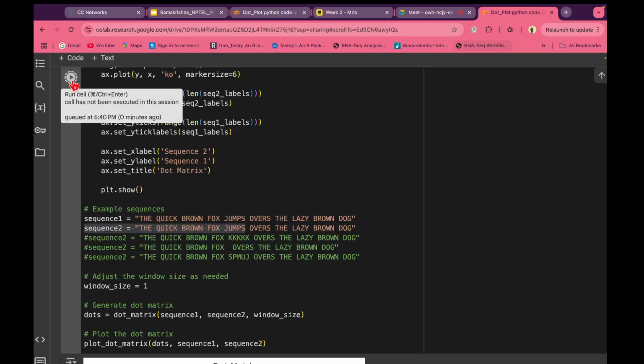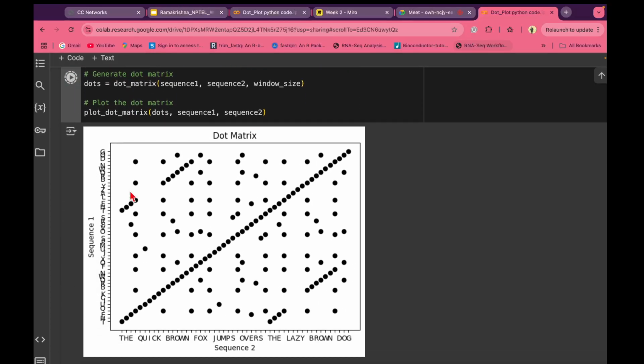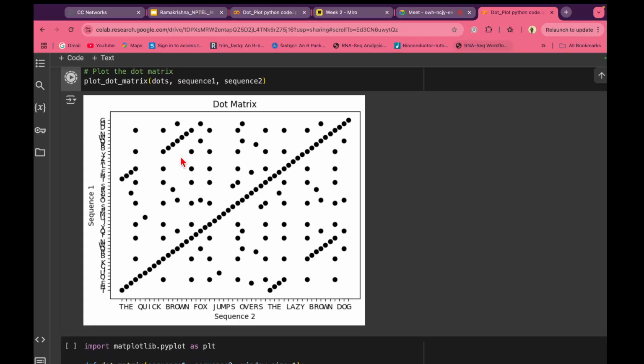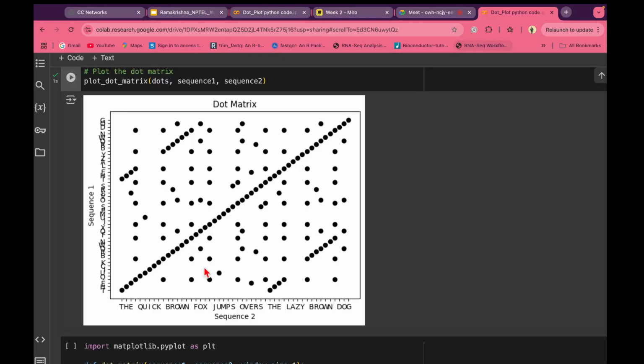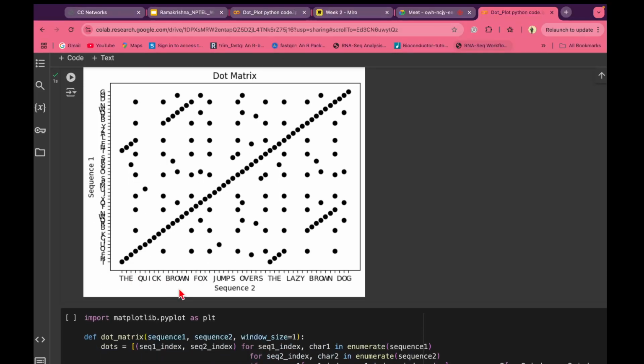Yeah, you can see a run button here, and if you click, the corresponding cell will get executed. So this is the dot matrix that corresponds to the quick brown fox jumps over the lazy brown dog. Since the two sequences are highly similar, we can see a continuous diagonal line present.